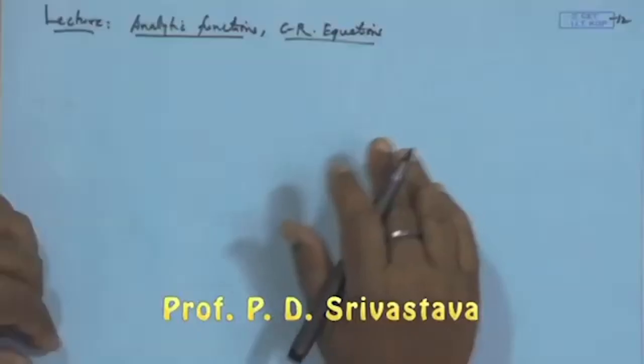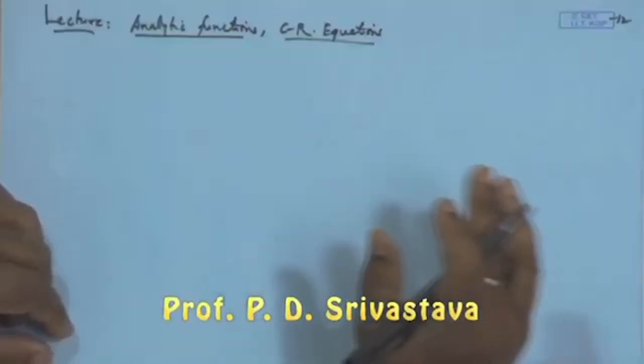So, we will continue our previous discussion. We were discussing the continuity of functions. We have defined that a function is continuous if the limit of the function f(z) when z approaches z naught exists and coincides with the functional value.